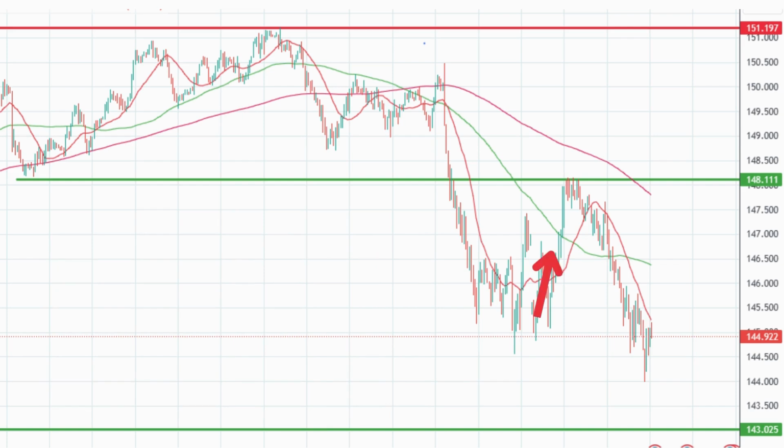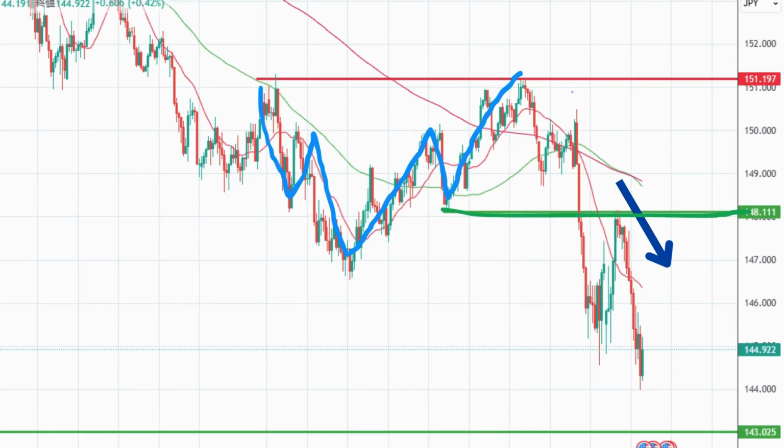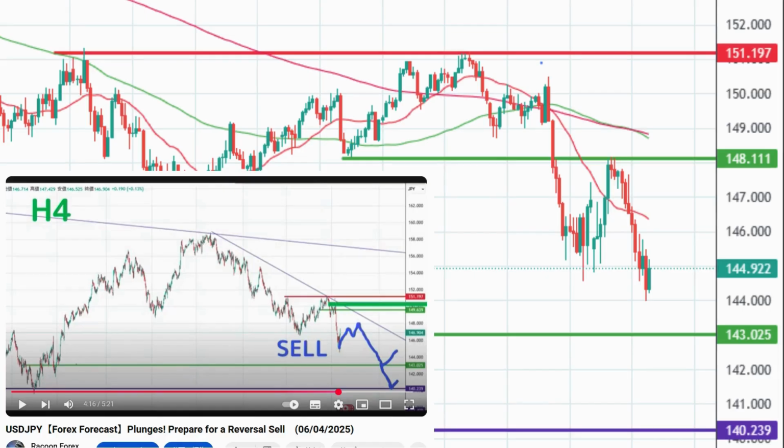After the gap down, the price moved in a way that closed the gap, and this created a correction wave in the larger trend. Then the price rebounded at the resistance line of the inverse head and shoulders pattern and started to decline again. Here is a screenshot from the USD/JPY prediction video I posted last Saturday. The pattern I anticipated has played out perfectly.